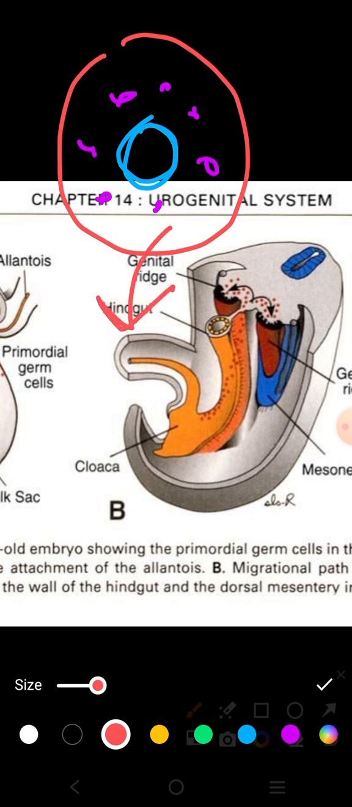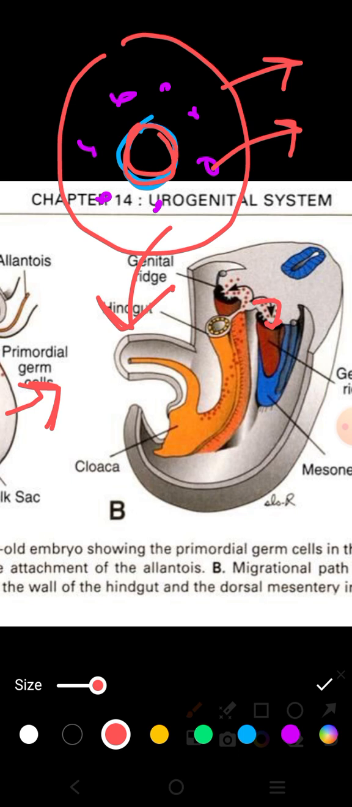When it just came from the yolk sac, it was a primordial germ cell, a structure that was a primary oocyte. But now it is surrounded by these granulosa cells and these theca cells, and now this is called the primordial follicle, and these primordial follicles develop into the ovaries.